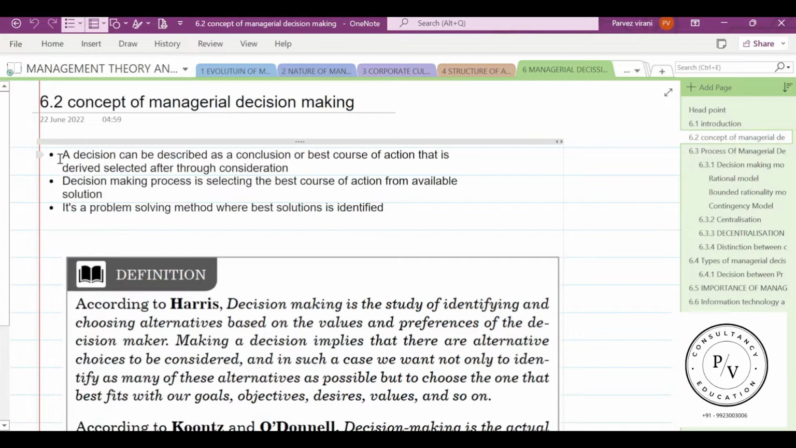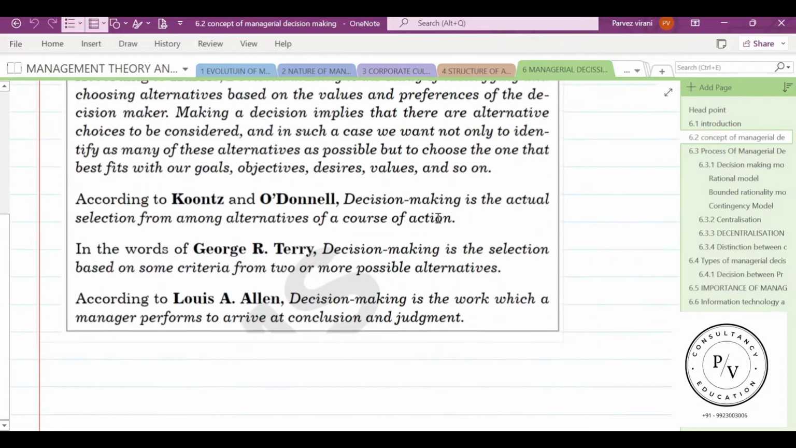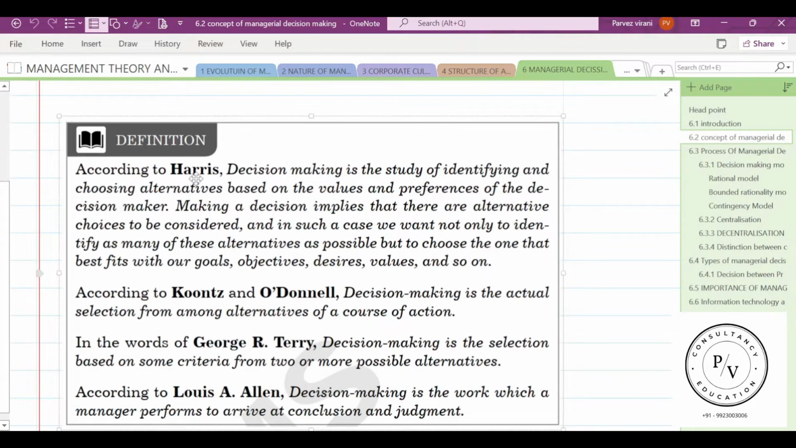A decision can be described as a conclusion or a best course of action that is derived, selected after thorough consideration. Decision making process is selecting the best course of action from available solutions. It is a problem solving method where the best solution is identified. The definitions are given. According to Harris, decision making is the study of identifying and choosing alternatives based on the values and preferences of the decision maker.